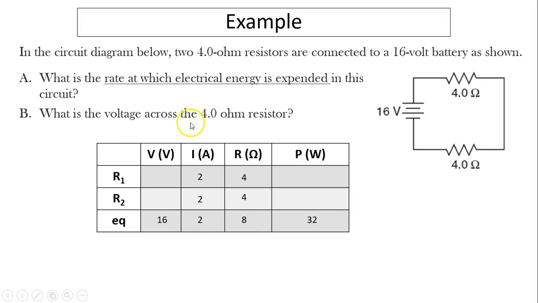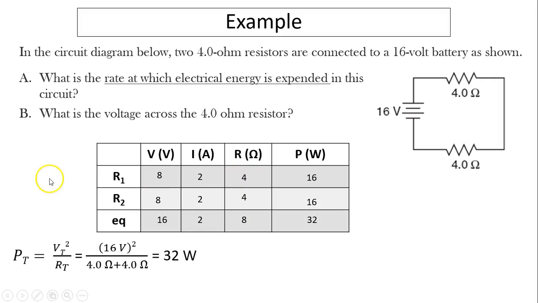Question number 2, what is the voltage across the 4 ohms? The voltage is I times R. Both have 8, and 8 plus 8 is 16. Now we can also find the power using any of the 3 equations. Again, to answer the question, you'll have to use the equation. I used V squared over R because you were trying to find the total. We have to use V total squared divided by R total. So you have 32 watts. You can use the other equations, that's fine.